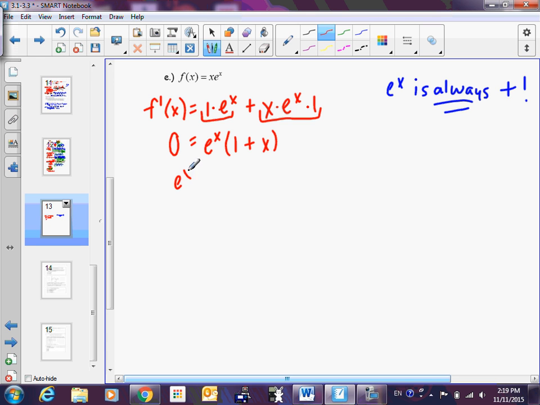And here's another reason why e to the x being positive is great. If e to the x is always positive, can it equal 0? Nope. So there's no critical number from that part. So our one and only critical number is -1.